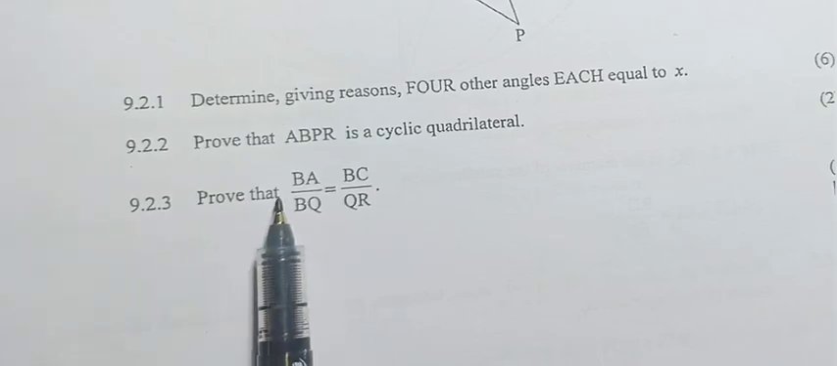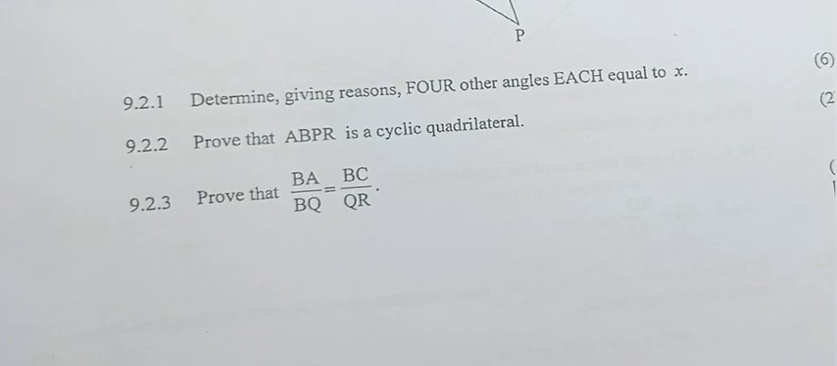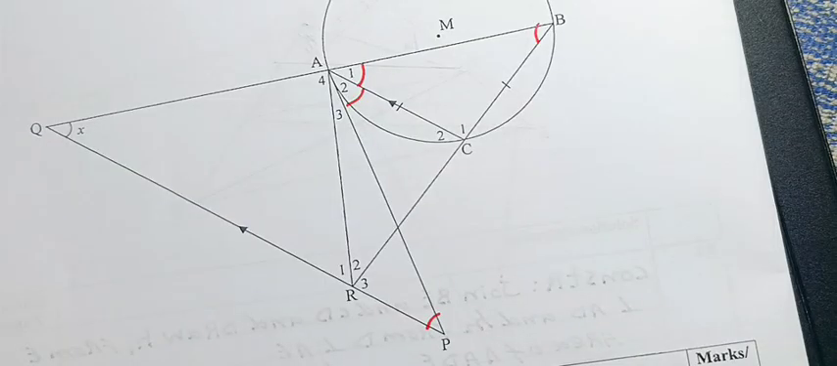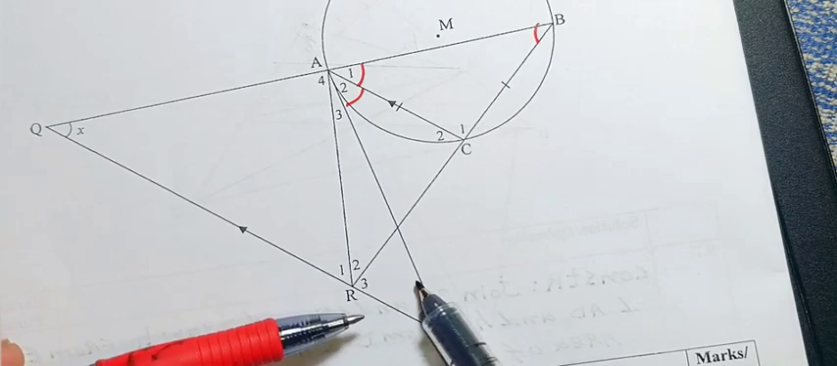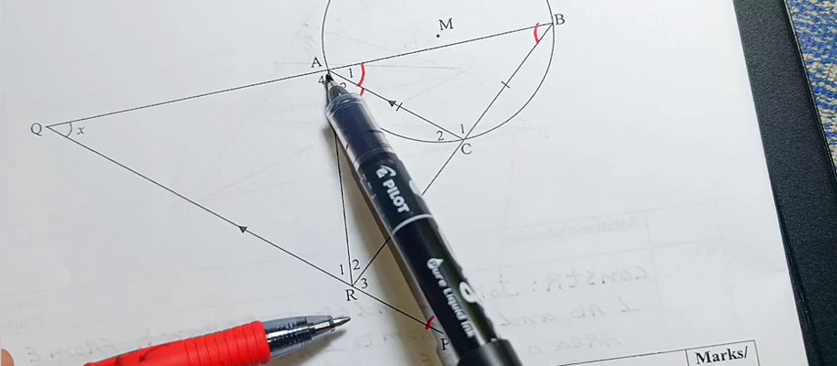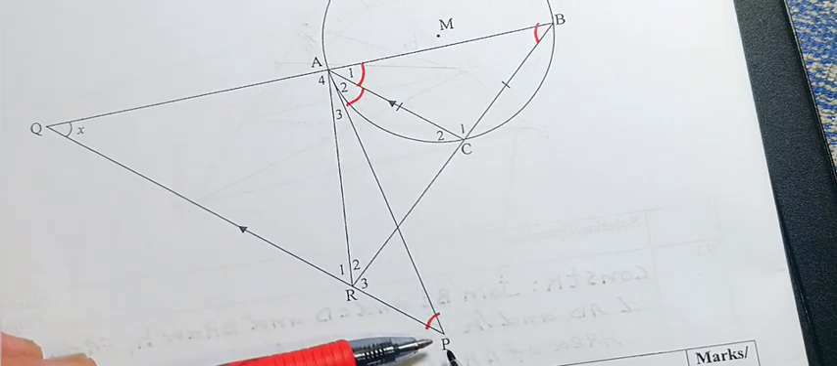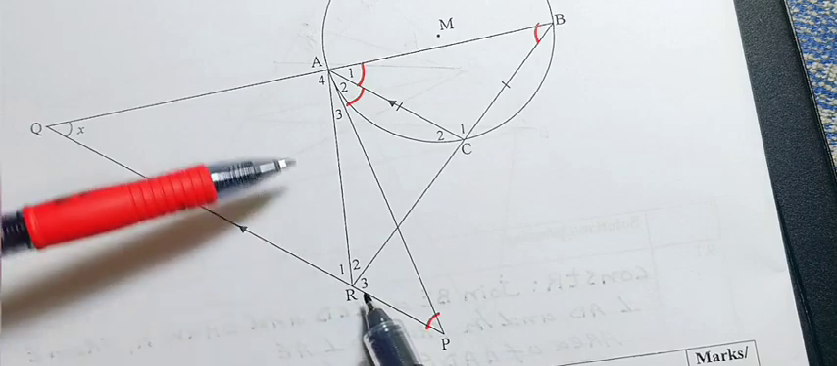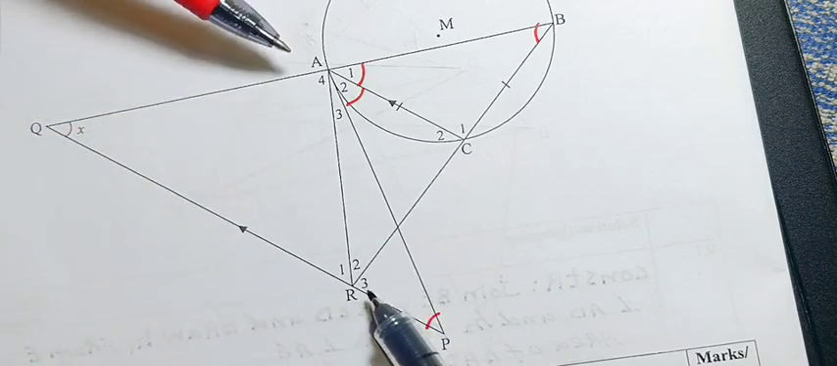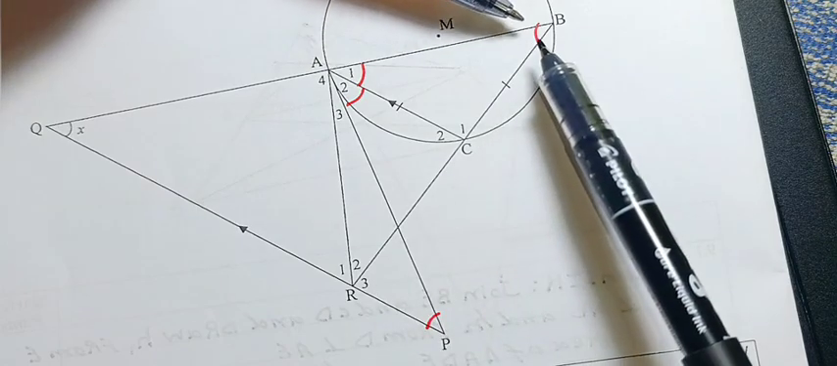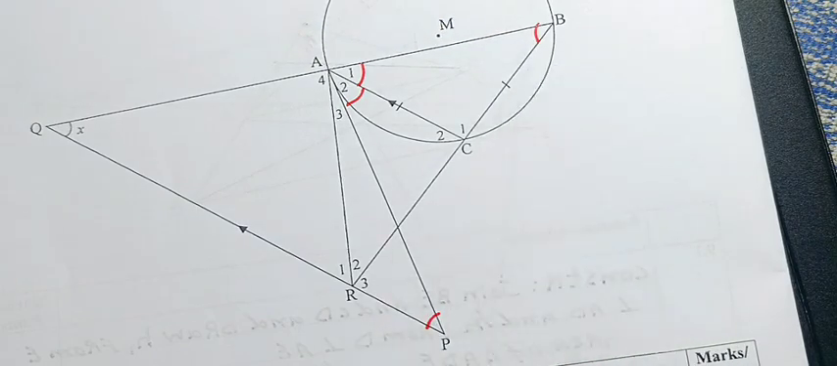So question number 2 says, prove that ABPR is a cyclic quadrilateral. So we need to prove this, that ABPR is a cyclic quad. Now angle P is equal to B, we already proved earlier. So have a look here. Angle P, first go back to the chord point A, and from P go back to the point R. So AR is a chord, and now go back to B. So angles in the same segment.